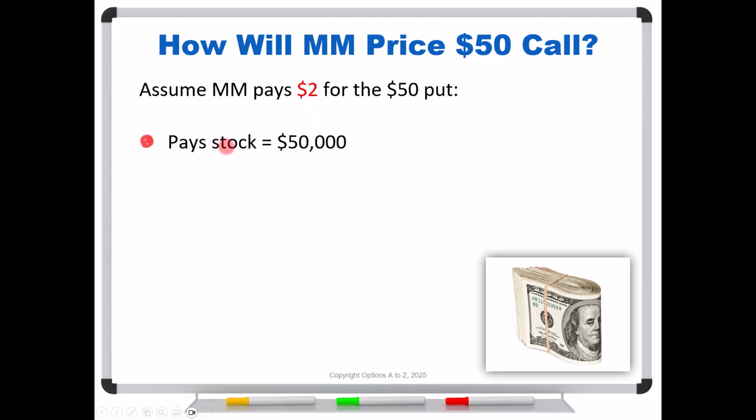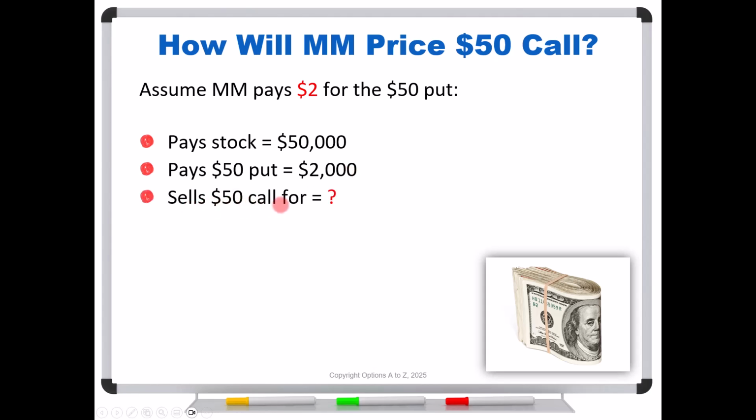He paid $50,000 for the stock, 1,000 shares at 50 bucks. He bought the $50 put for $2, or $2,000, because remember, this is 10 contracts. And the question now is, what should he sell the $50 call for? What's it worth? Well, let's look at what's happened.